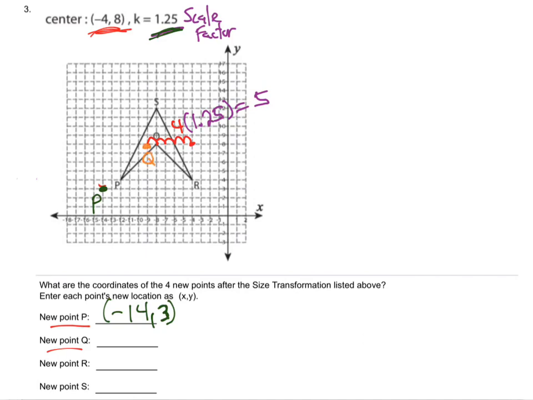So that's going to be the new point Q. What's the coordinates of that point? Looks like it's back 9, up 8. Back 9, up 8. There we go. Okay. Now we got 2 more.